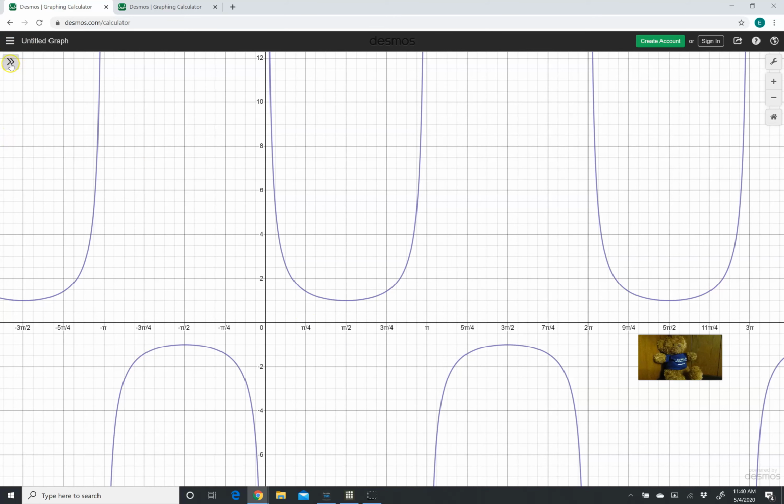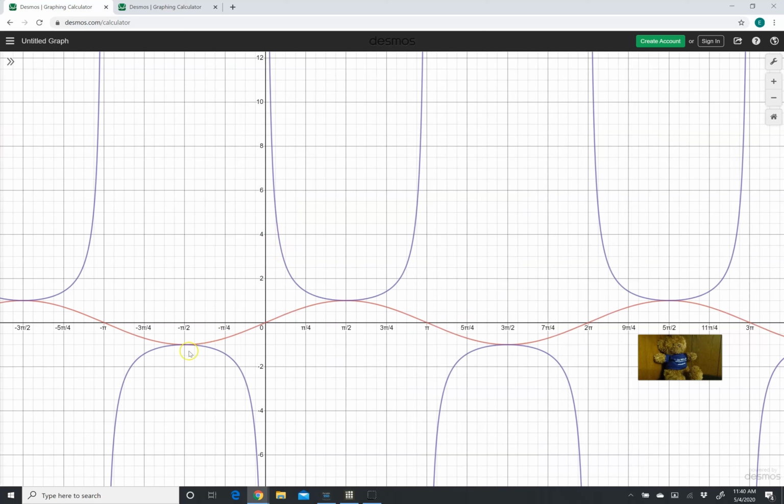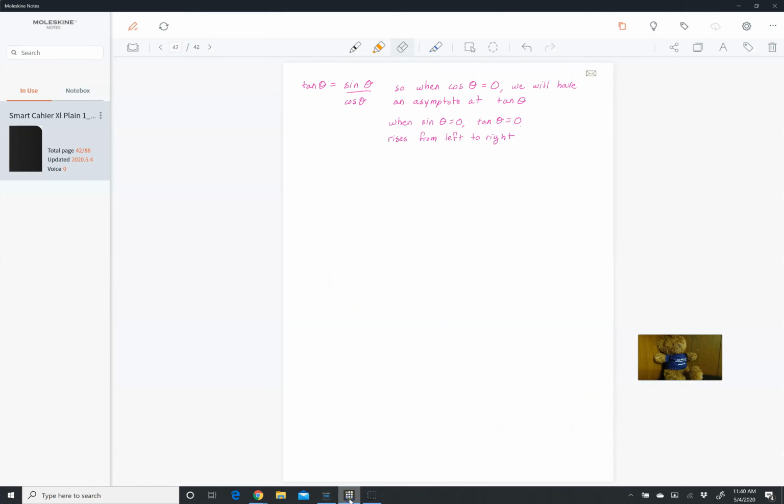There's also something else that can distinguish the cosecant graph from every other graph. If you take the minimums and the maximums and you connect them, you get the sine graph. So let's write that down. Cosecant of theta is 1 over sine theta. This means when sine theta is equal to 0, we're going to have asymptotes.